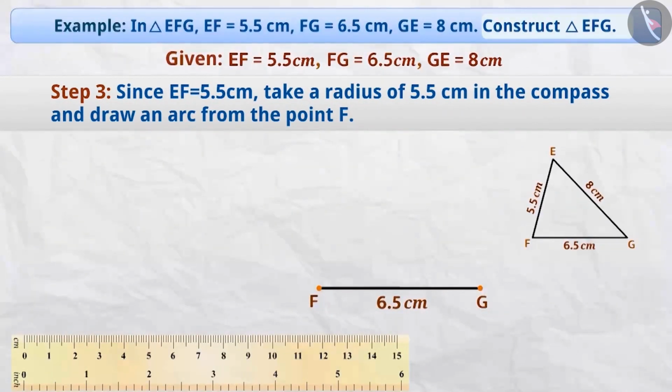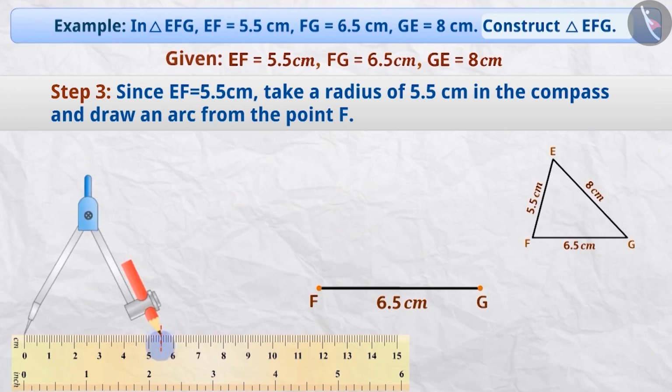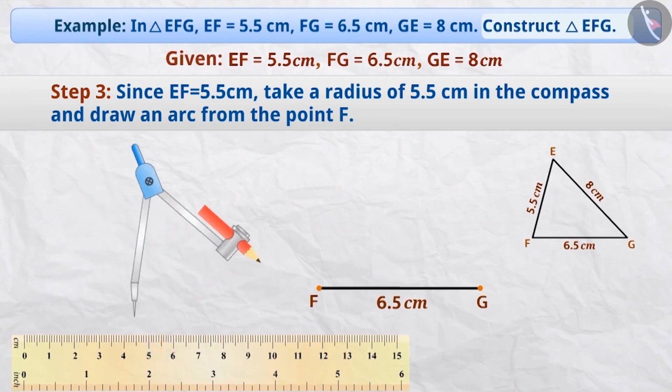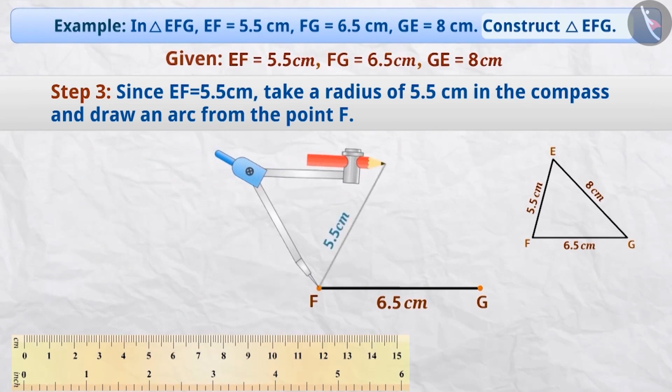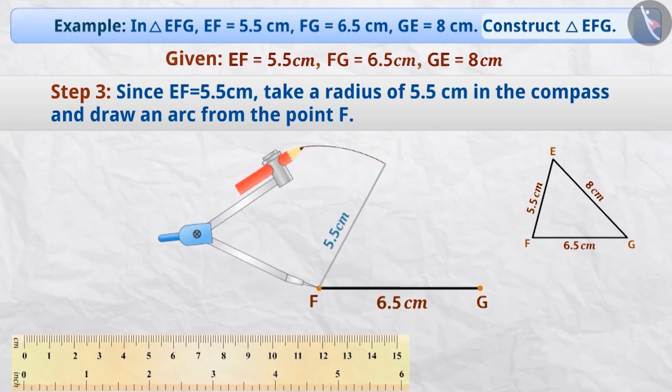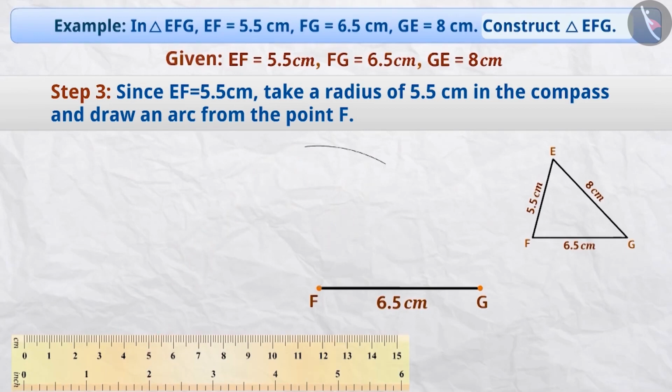Step 3. From the measurements given, it is known that point F is at a distance of 5.5 cm from point E. So, with the help of a compass, we will measure a radius of 5.5 cm and draw an arc from point F. Point E is situated somewhere on this arc. Now, we have to find the position of point E on the arc.